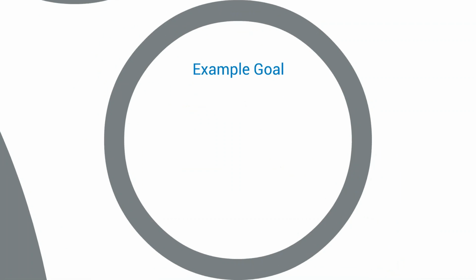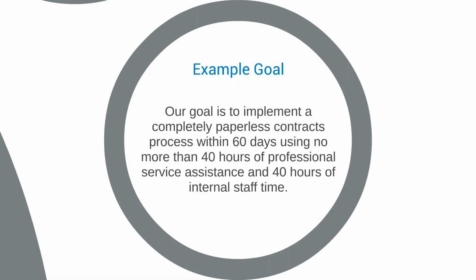So to kind of help us walk through the steps of defining the goals for our project, I've pulled together an example goal. So here's one that we hear a lot. So one of the things that we work on a lot with our clients is contracts processes. And so this one is a goal that might be included in a project for implementing paperless contracts. So this one just says, our goal is to implement a completely paperless contracts process within 60 days using no more than 40 hours of professional service assistance and 40 hours of internal staff time.